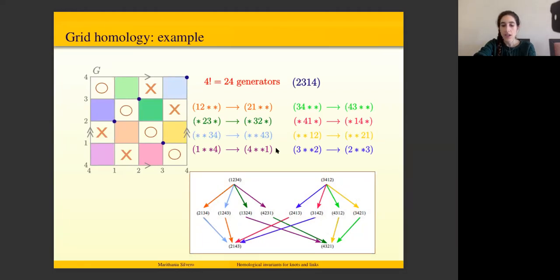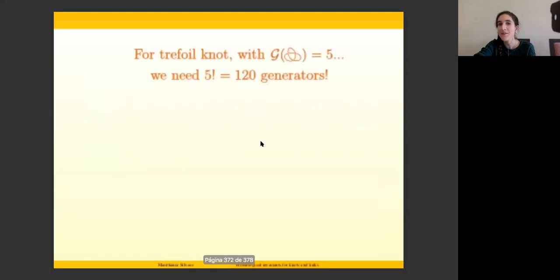Okay. So in this case, for the rank of the homology, from here you have 4 that survive, and there are 12 generators that are not here because they have neither differentials arriving nor going out from them. So the rank of this homology is 16. And this is, more or less, a quick example of how grid homology works.